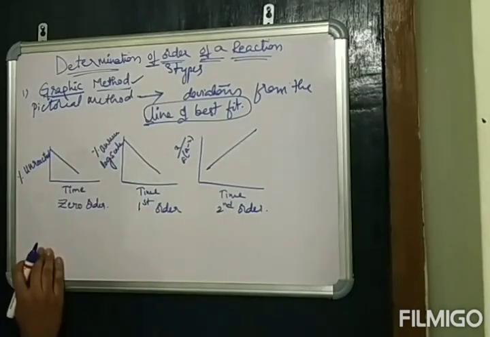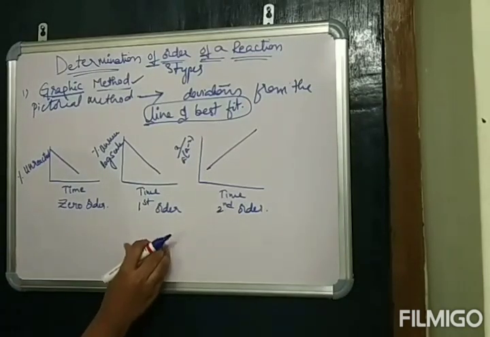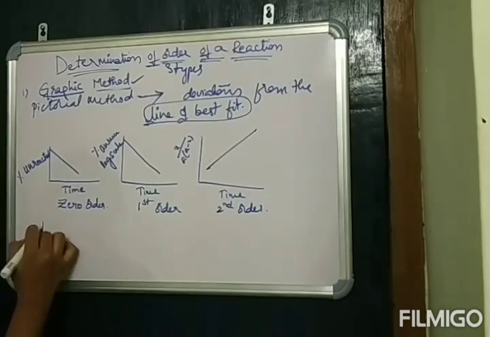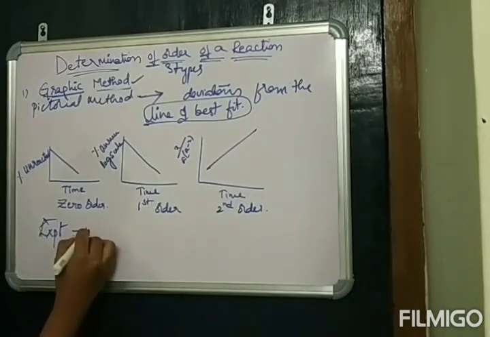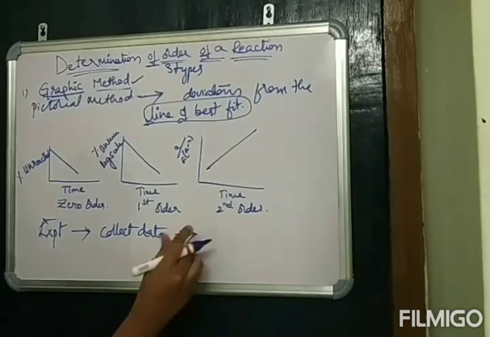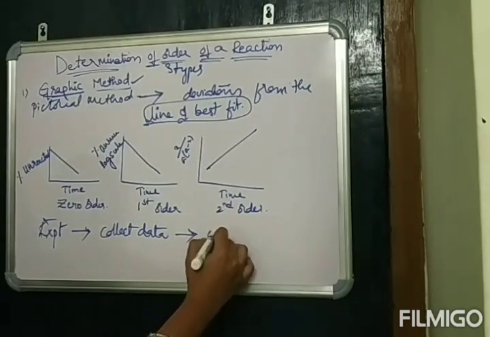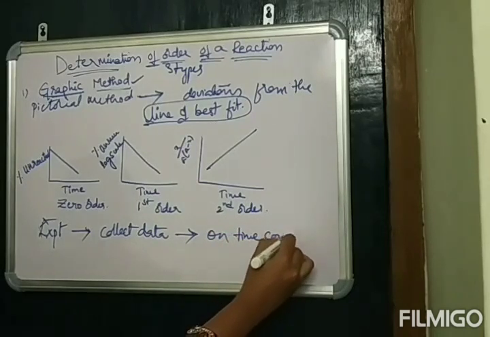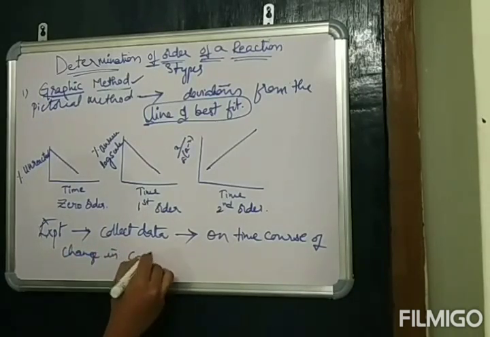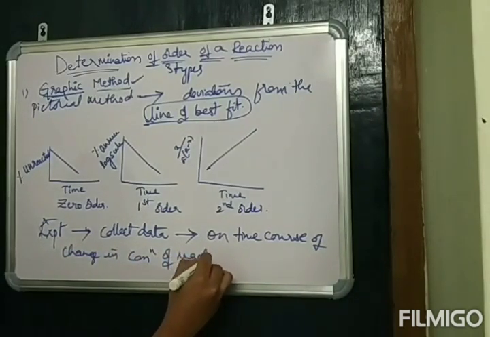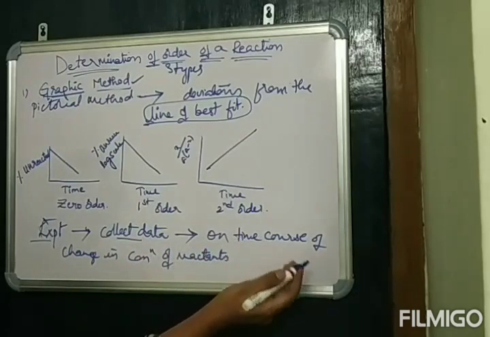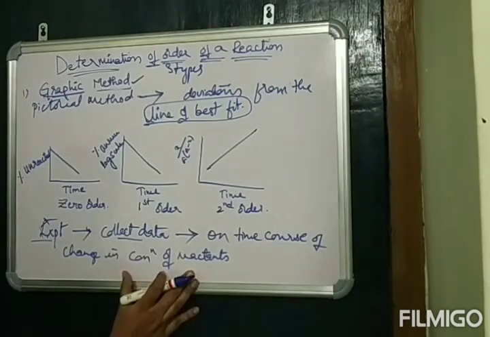For this, we have to conduct an experiment and we have to collect the data on time course of change in concentration of reactants. First, we have to perform the experiment and from that we have to collect the data on time course of change in concentration of reactants.